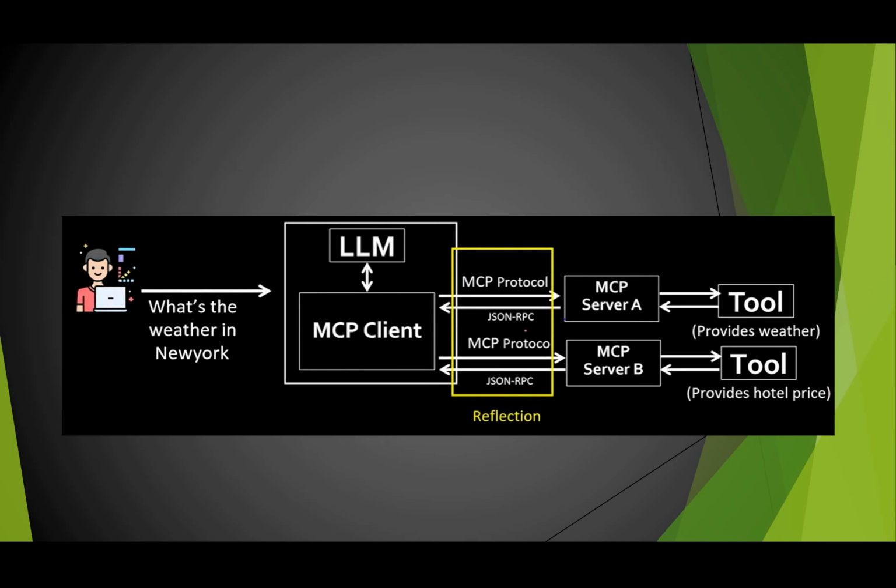So see, it basically uses a mechanism called reflection. In this reflection mechanism, the MCP clients connect to the MCP servers, and these clients generally ask, hey, what can you do for me? And the server responds with a list of all the available tools, along with their descriptions and all their input and output schemas.